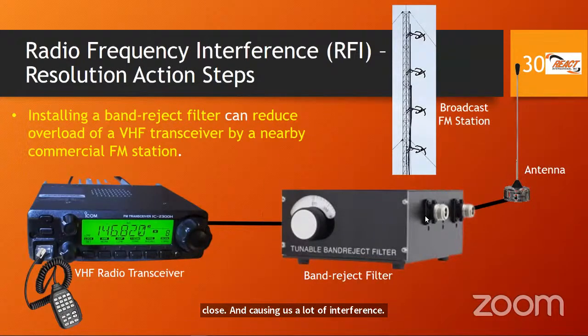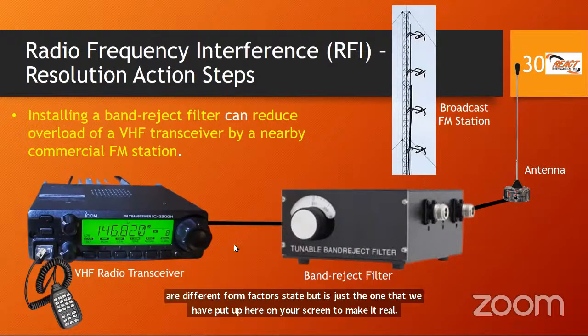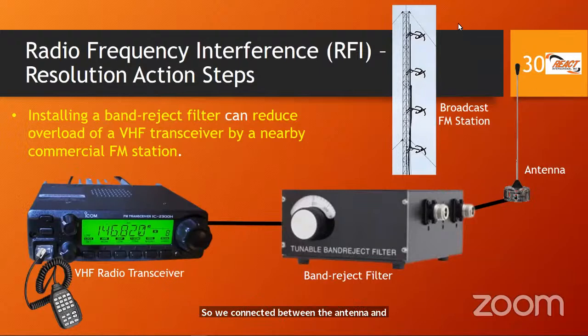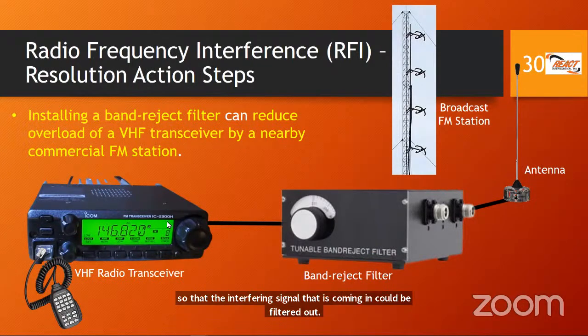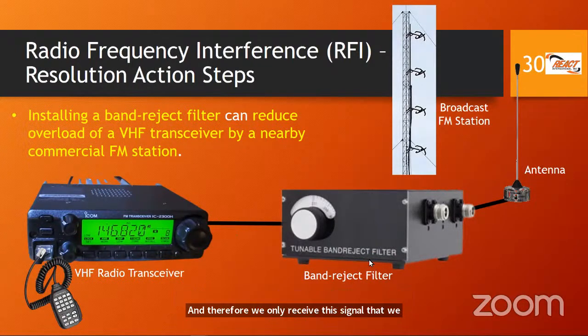But we can solve that by putting in a filter that's called a band reject filter. So this is an example of what a band reject filter might look like. There are different form factors to it, but it's just the one that we have put up here on your screen to make it real. So we connect it between the antenna and our transceiver so that the interfering signal that is coming in could be filtered out, and therefore we only receive the signal that we are interested in. So that's called a band reject filter. And that's the exam question.